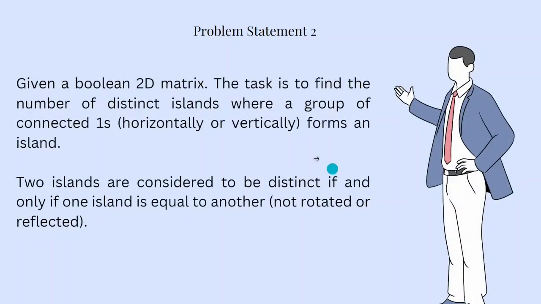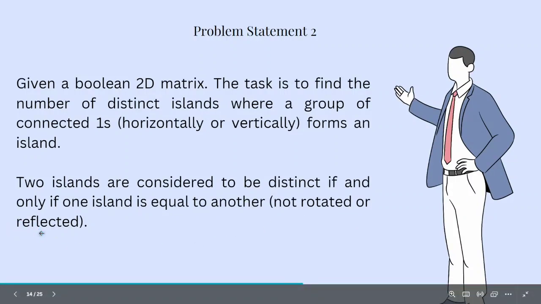Now let us see the problem statement 2. So the problem statement 2 is, given a Boolean 2D matrix, the task is to find the number of distinct islands, where a group of ones connected horizontally or vertically forms an island. Two islands are considered to be distinct if and only if one island is not equal to another island, even when rotated or reflected.